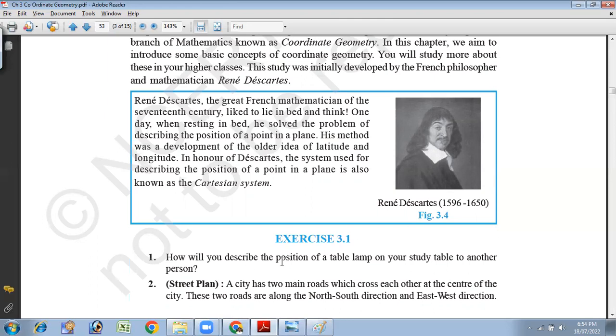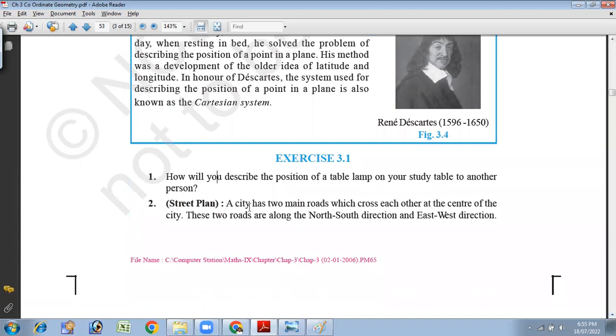Now, yes, sir. Simply, one example is given, you can try to solve it yourself because already we have discussed. A street plan is given, and this is question number 1. Here it is given that how you will describe the position of the table lamp. So solve these questions and send me. Okay. Solve yourself. It is very much simple.